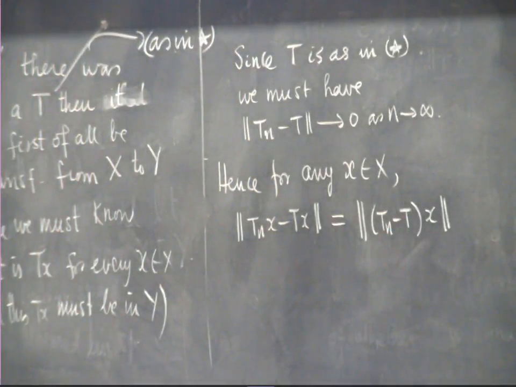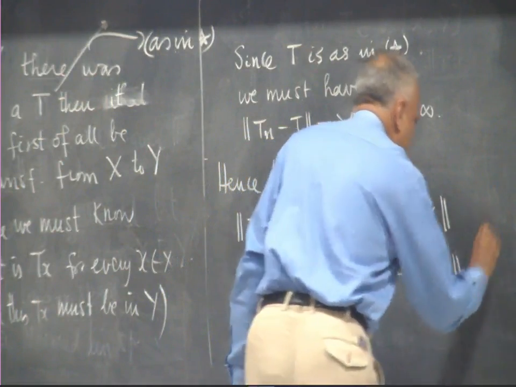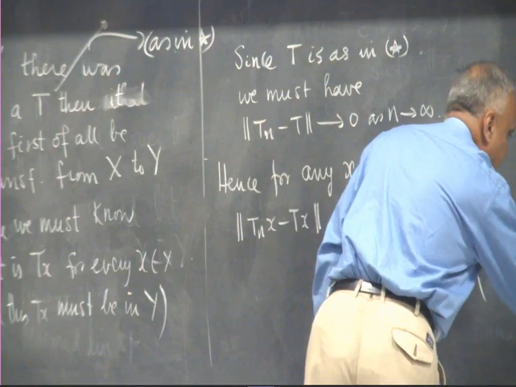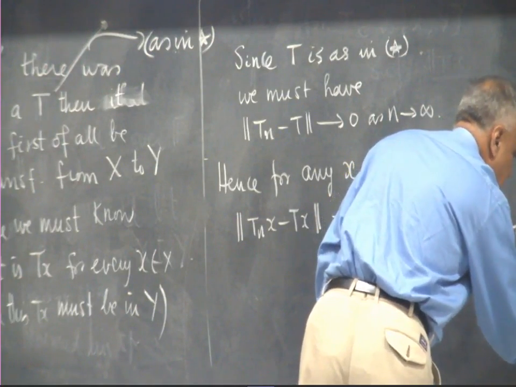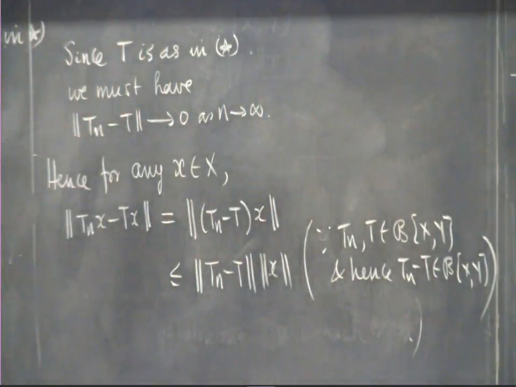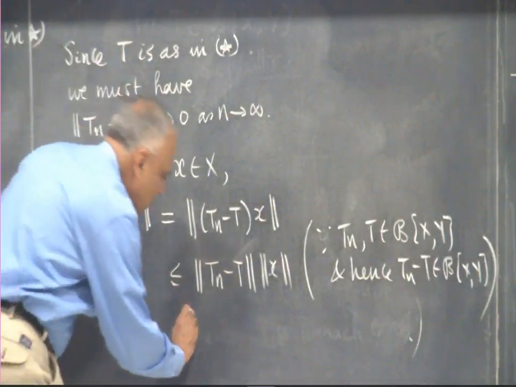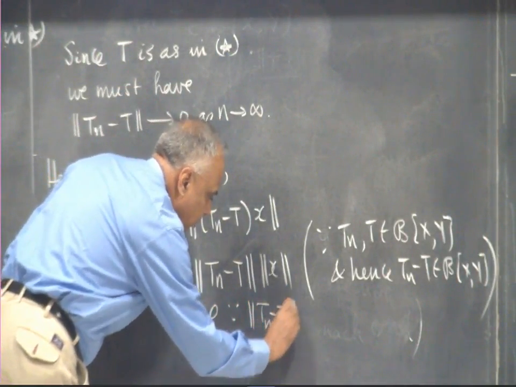Therefore, Tn minus T is in B(X,Y), that means it is a bounded operator. If it is a bounded operator, norm of Ux is always less than or equal to norm of U into norm of x. So, this is less than or equal to norm of Tn minus T into norm of x, because Tn and T belong to B(X,Y), and hence Tn minus T belongs to B(X,Y). Is that correct? Okay. But because we are assuming star, what should happen to norm Tn minus T? It must go to 0. So this whole thing will go to 0 and this cannot be negative, and therefore that is forced to go to 0.